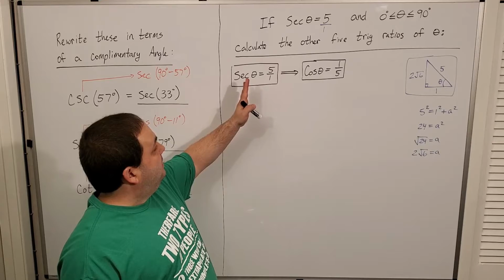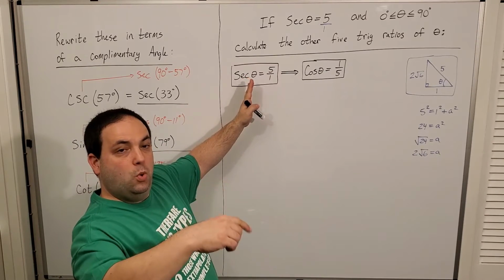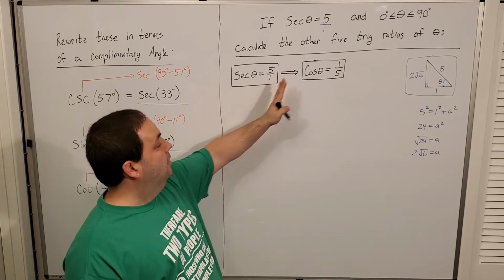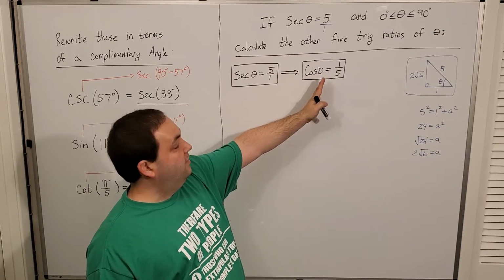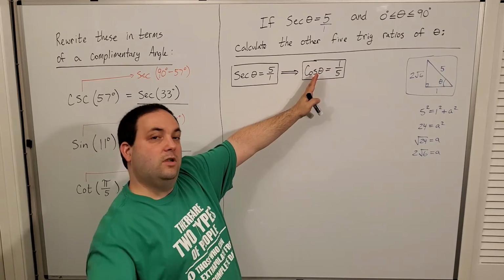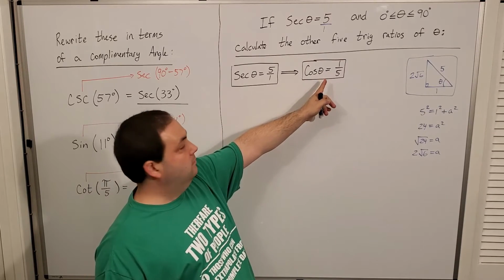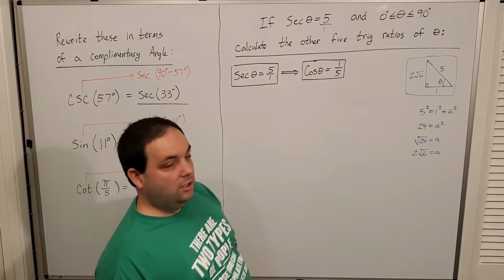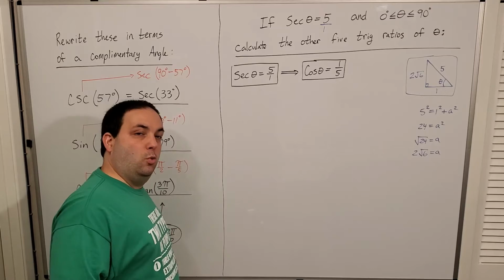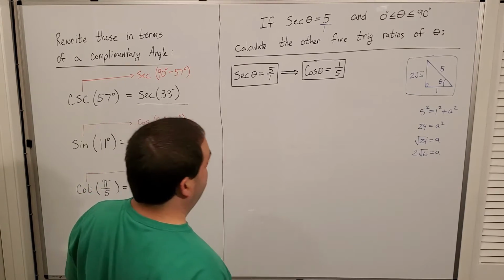There is the secant theta one, which is tangent squared theta plus 1 is equal to secant squared theta, or the cosine theta Pythagorean identity, which is sine squared theta plus cosine squared theta equals 1. I'm going to go with the cosine one, just because it's more well known and it's the one that you'll probably be using more often.